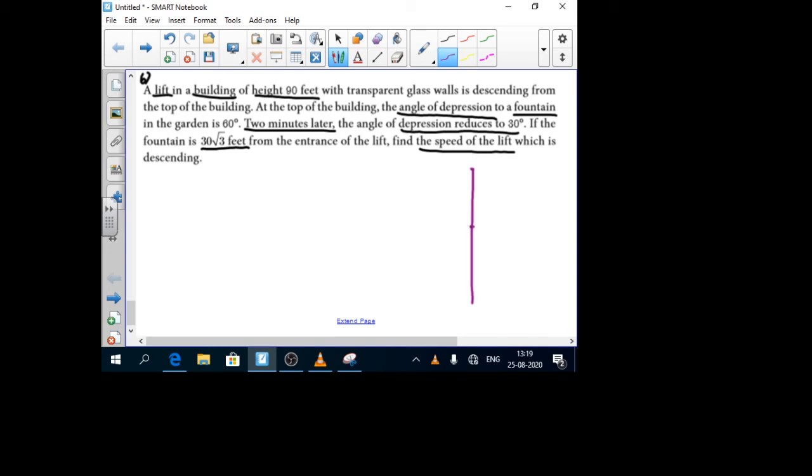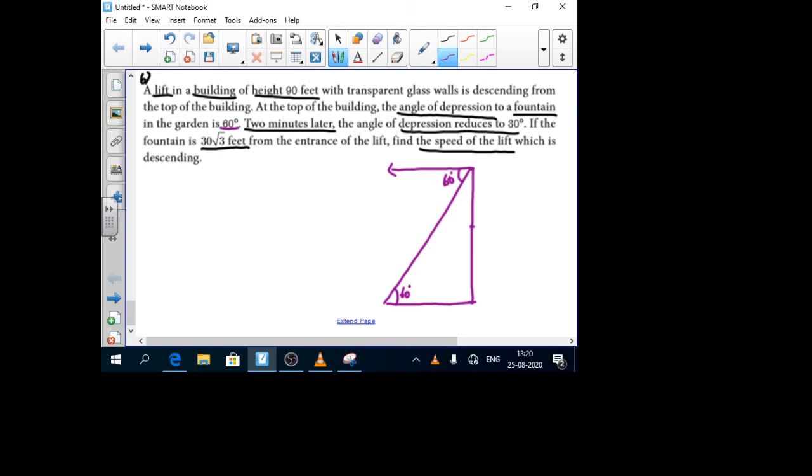So I take this one as the lift. This is the ground. There is a fountain on the ground. From this one, first time the depression is given as 60 degree. So you have to mark that 60 degree. First time depression, two times you have to mark the angle. So this is the line of sight. This is 60 degree. So this angle is also 60 degree.